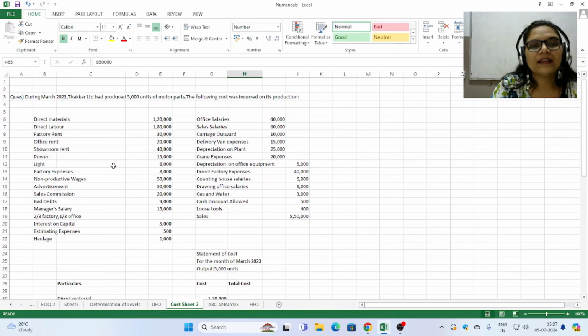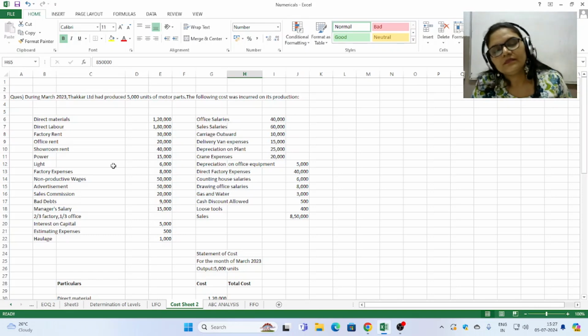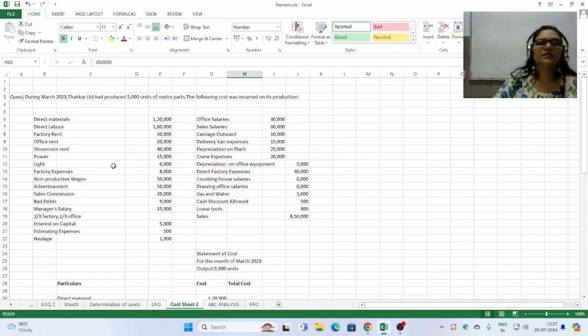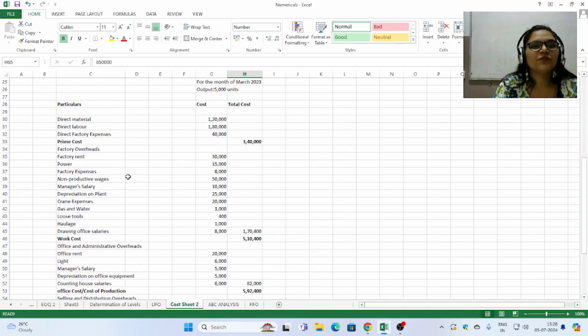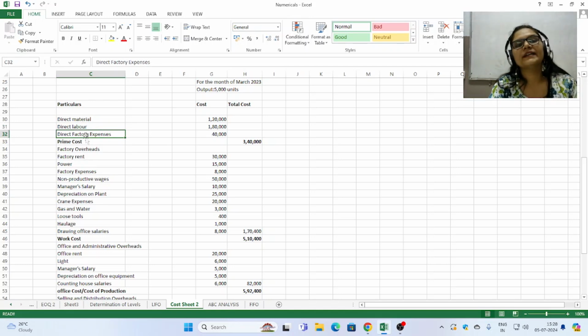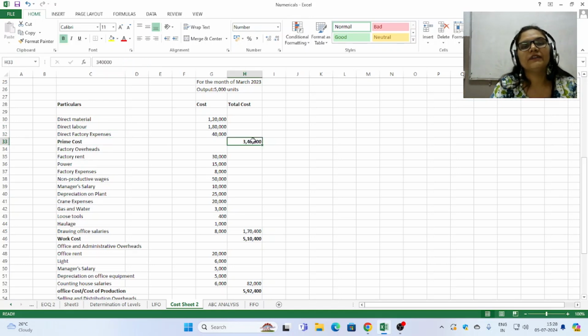So once again, I explain what we have done. We have prepared a statement of cost with the help of various figures given in the question. First, we found the prime cost. Prime cost is direct material, direct labor, and direct expenses. All the direct expenses have been added, and we have found the prime cost.